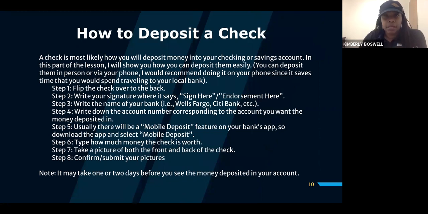One thing I wanted to say here, how to deposit a check. This is the conventional way of depositing checks. A lot of us don't get paper checks now. If you do, there are apps that allow you to deposit a check online, so you can just skip to step 5. The mobile deposit feature on your banking app where you can just scan and deposit that check into your account, right? And again, it may be a few days before you see it reflected.